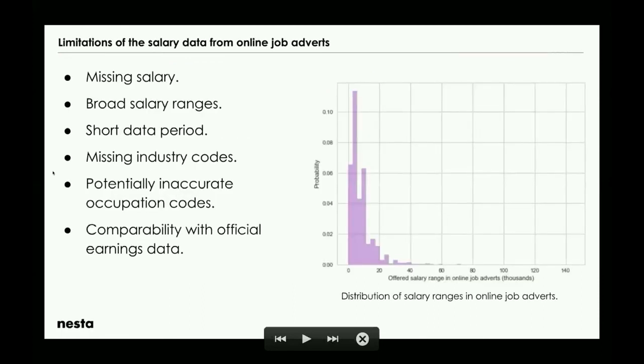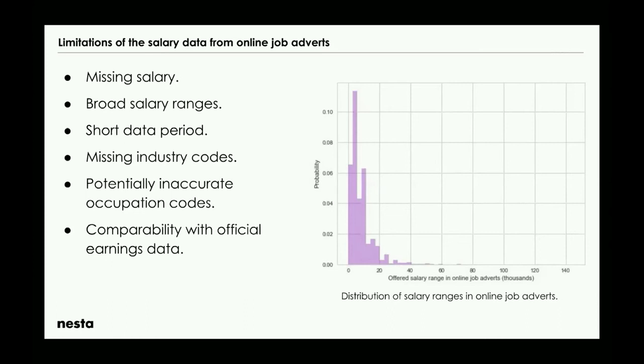Let me start by being quite clear about some of the main limitations of the salary data from online job adverts. First and foremost, some of the job adverts do not have a salary range. I'm sure many of you have come across "competitive salary" as opposed to an exact number. And when the salary is present, it's not necessarily expressed as one number, but can be a range. And this range can be quite broad, like you can see from the figure, the extent of the range can go into the tens of thousands of pounds.